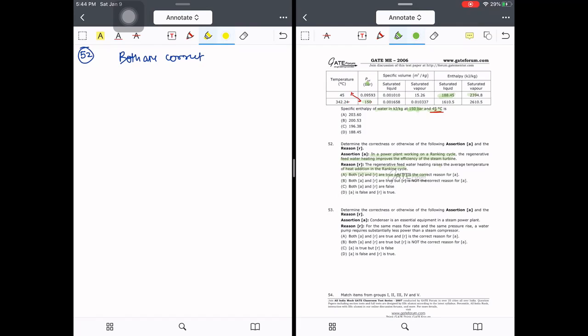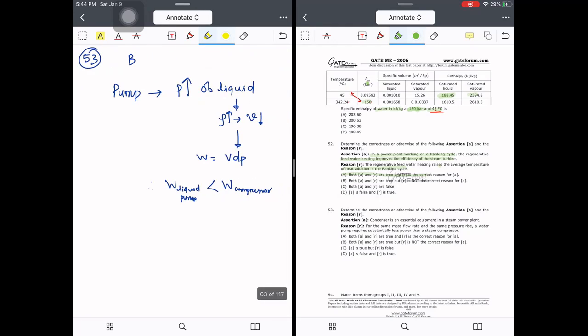Now, regenerative feed water heating raises the average temperature of heat addition in the Rankine cycle. This is correct. So both assertion and reason are correct. If we are increasing the average heat addition temperature, we increase the thermal efficiency also. Hence, by this we increase the thermal efficiency of our system.